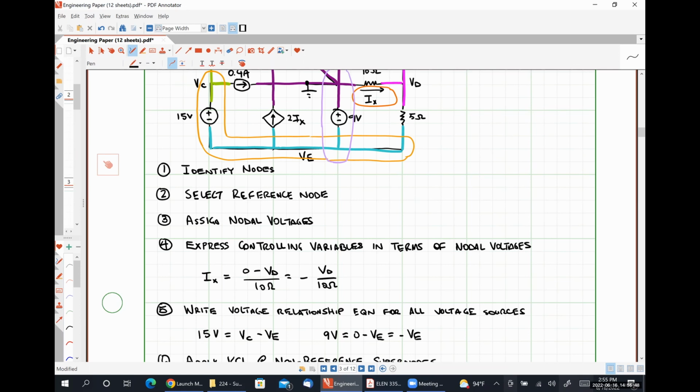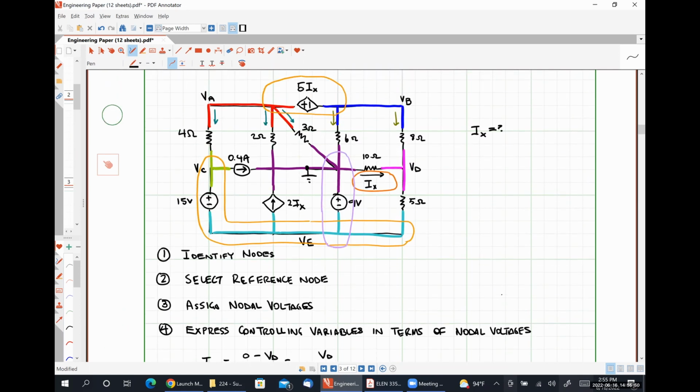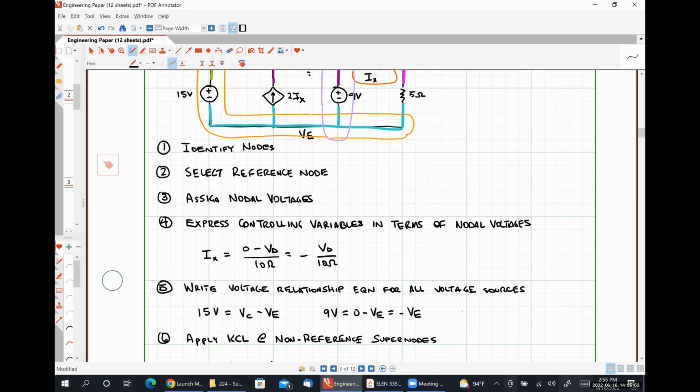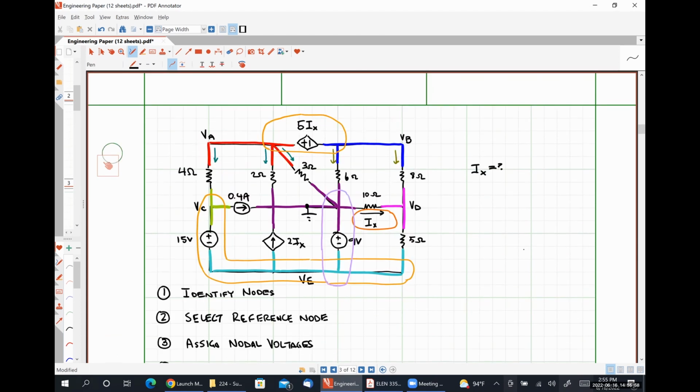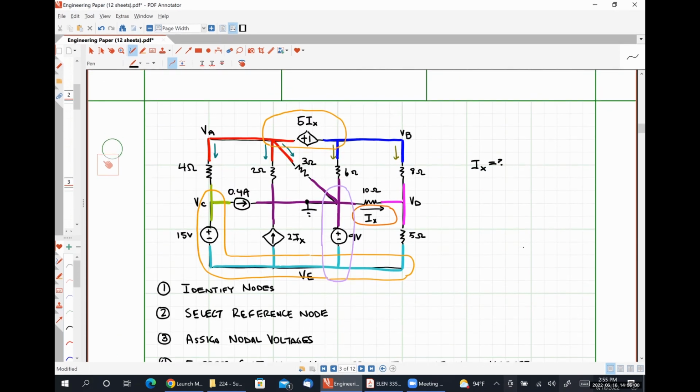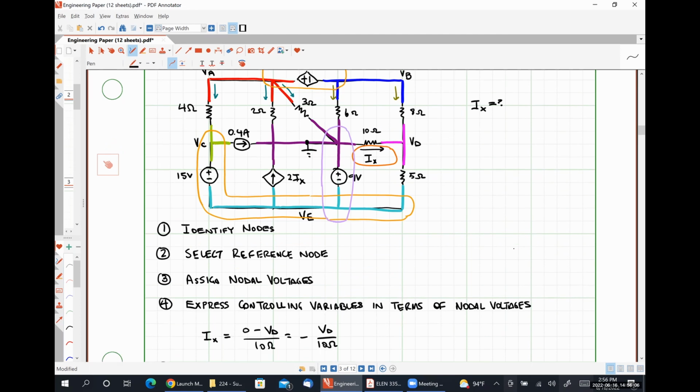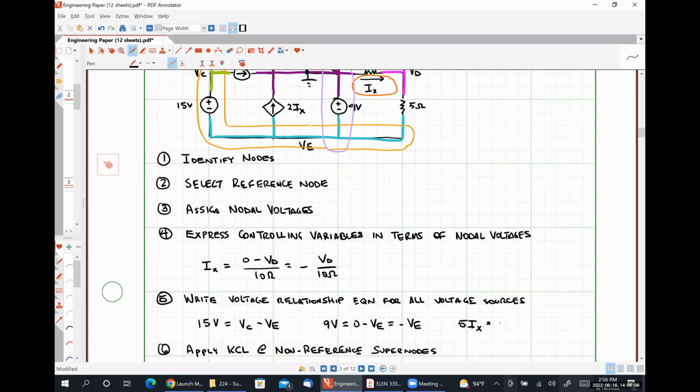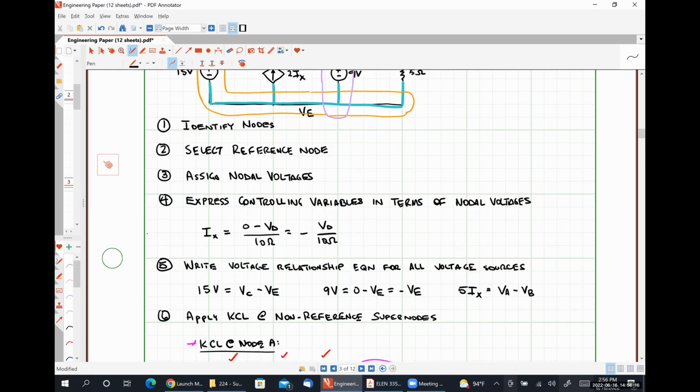And lastly, let's look at our dependent source. So we have 5Ix is equal to the voltage that's associated with the positive polarity terminal, VA, minus the voltage that's associated with the negative polarity terminal, VB. So those are our voltage relationship equations.